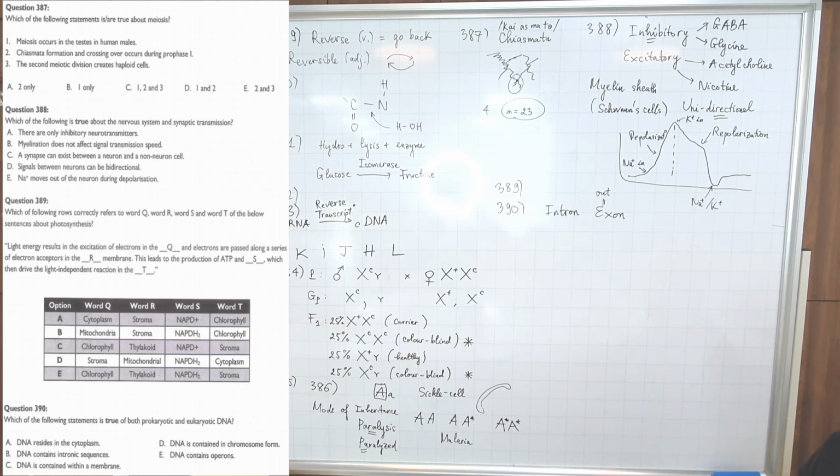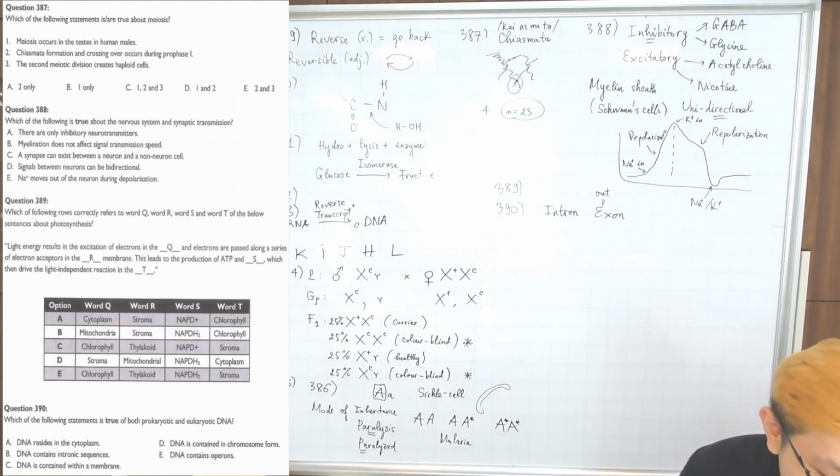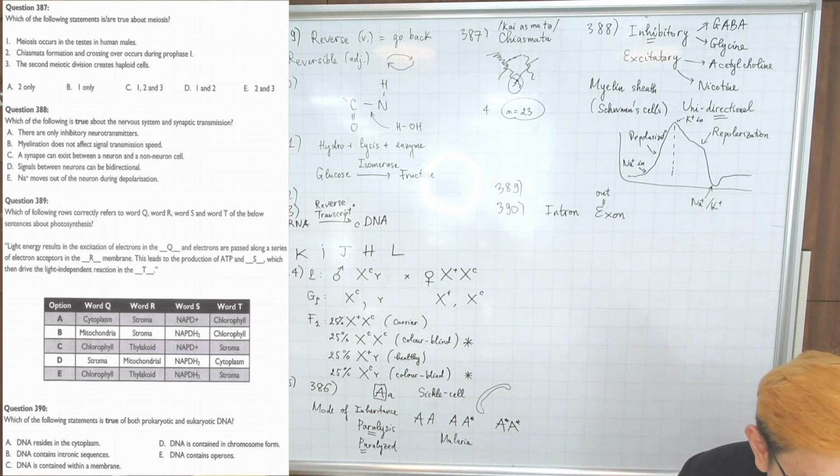Okay, so DNA contains intronic sequences. True or not true for both of them? How do you know? Okay, let's just skip. Okay, so C, DNA is contained within a membrane. DNA được chứa trong một cái màng. For both of them? True or not true?